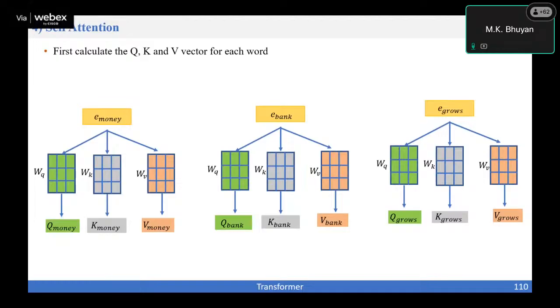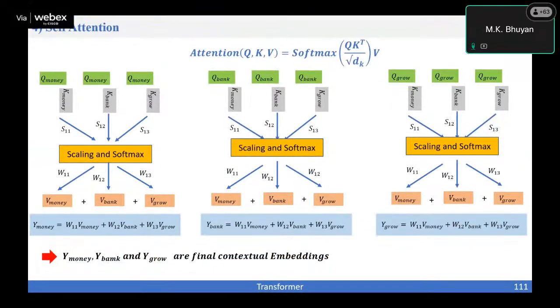So you can see "money bank grows". WQ, WK, and WV are learnable matrices, and they are obtained with the help of backpropagation training. We determine Q money, K money, and V money for the word money. Similarly for the word bank, we can determine Q bank, K bank, and V bank, and for the word grows, we can determine Q grows, K grows, and V grows. After determining this, we get S11, S12, S13, and after this we do the scaling.